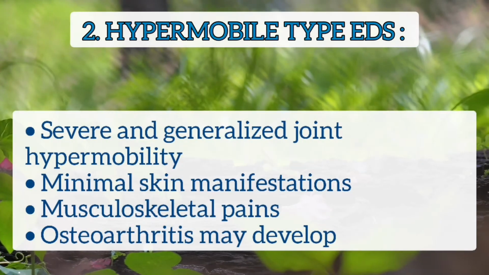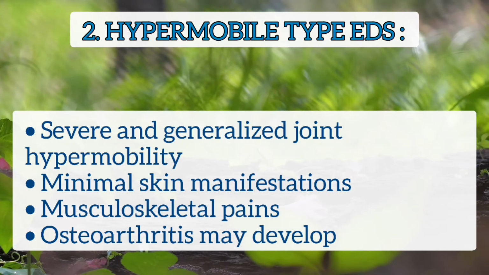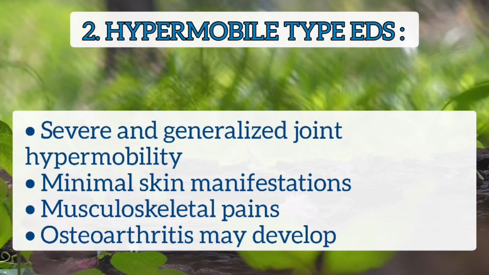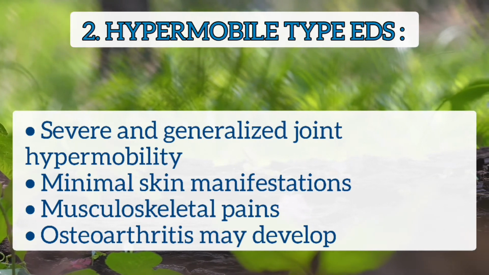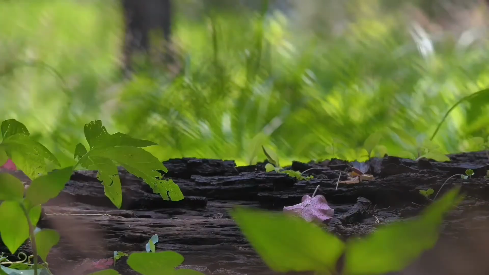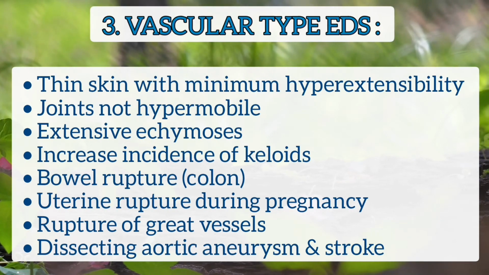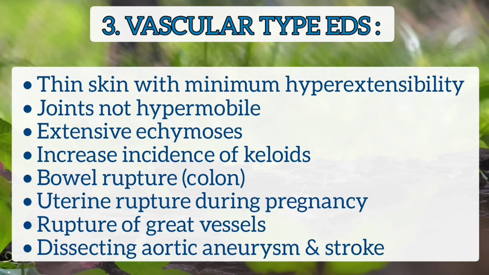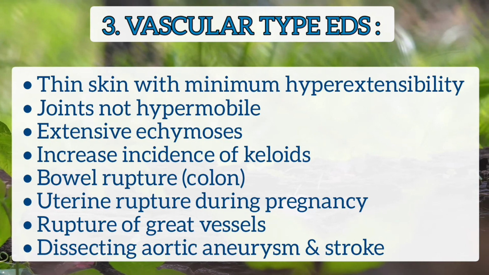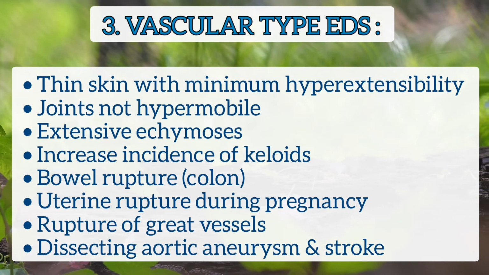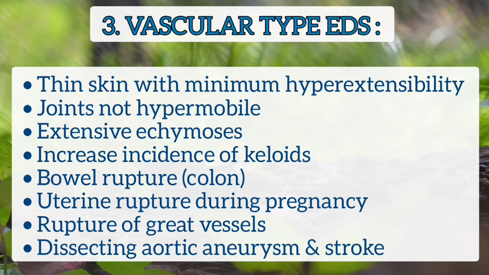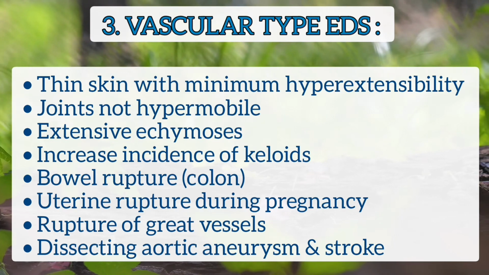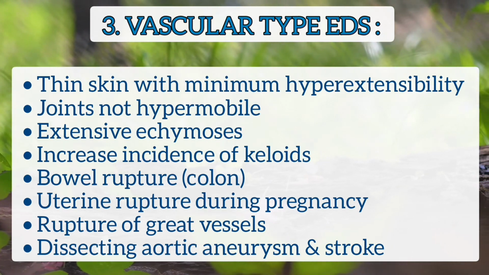Now, the second type is hypermobile Ehlers-Danlos syndrome. In this, there is severe and generalized joint hypermobility but minimal skin manifestations. There are musculoskeletal pains and osteoarthritis may develop. The third one is vascular type of Ehlers-Danlos syndrome. In this, there is thin skin but with minimum hyperextensibility and joints are not hypermobile. There is extensive ecchymosis, increased incidence of keloids, bowel rupture, uterine rupture during pregnancy, and rupture of the great vessels. There may be dissecting aortic aneurysm resulting in stroke.